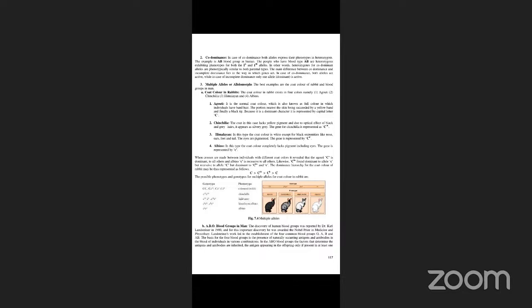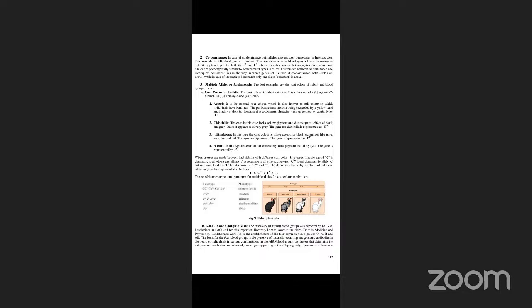Usually there are four common blood groups: A, B, AB, and O. When the A allele is expressed, it gives A blood group; when the B allele is expressed, B blood group; when no allele is expressed, it gives O. When both A and B are expressed, it gives AB blood group. It is a heterozygote exhibiting the phenotype of both. This is called codominance. Then multiple alleles or allelomorphs.